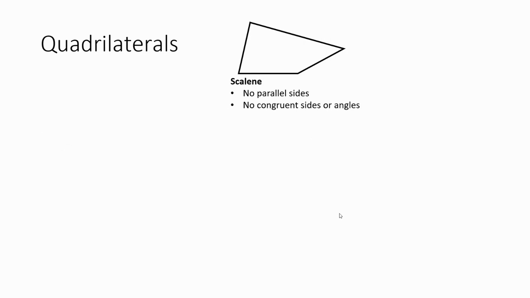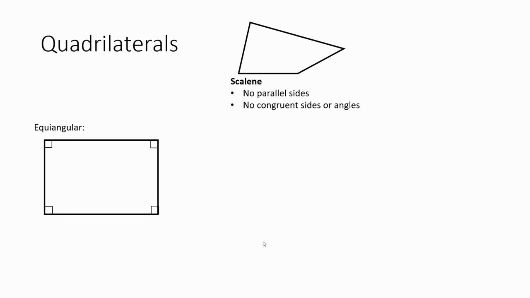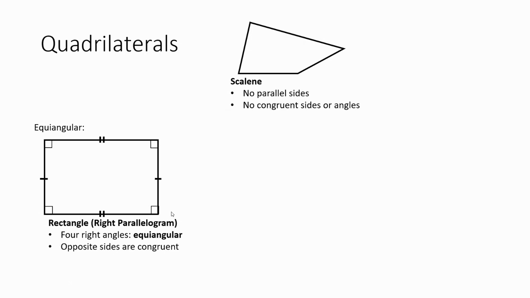And instead of looking at lengths, we could look at angles. If we look for an equiangular quadrilateral, all the angles are the same size. That means they all have to be 90 degrees, and we have a rectangle. You could consider this to be a right parallelogram. It's a parallelogram where you've forced all the interior angles to be 90 degrees. So just like a parallelogram, it will have opposite sides being congruent and opposite sides being parallel for that matter.